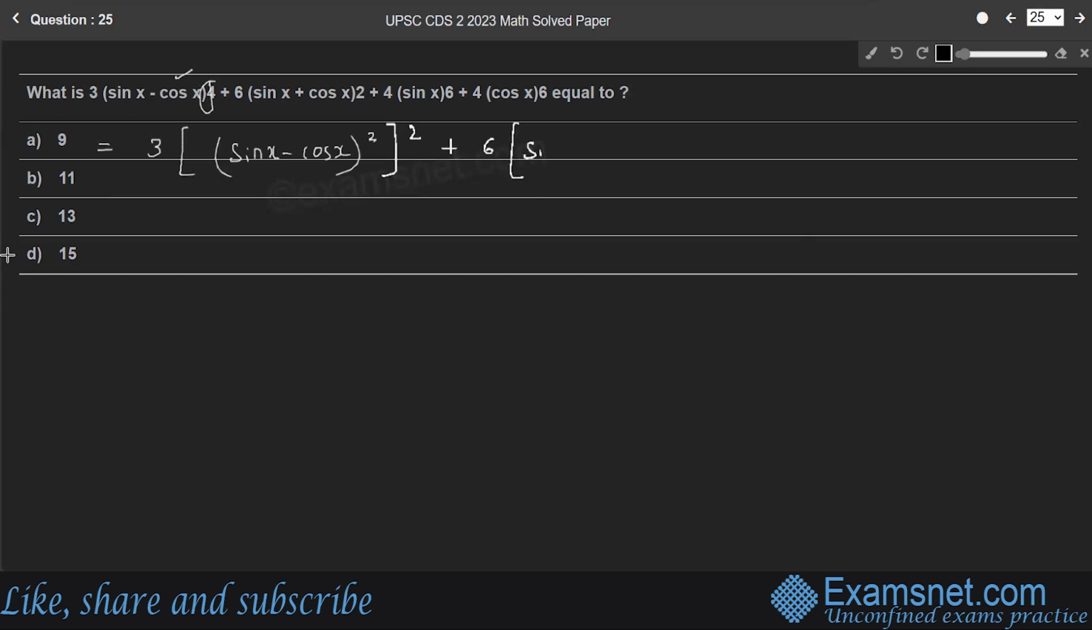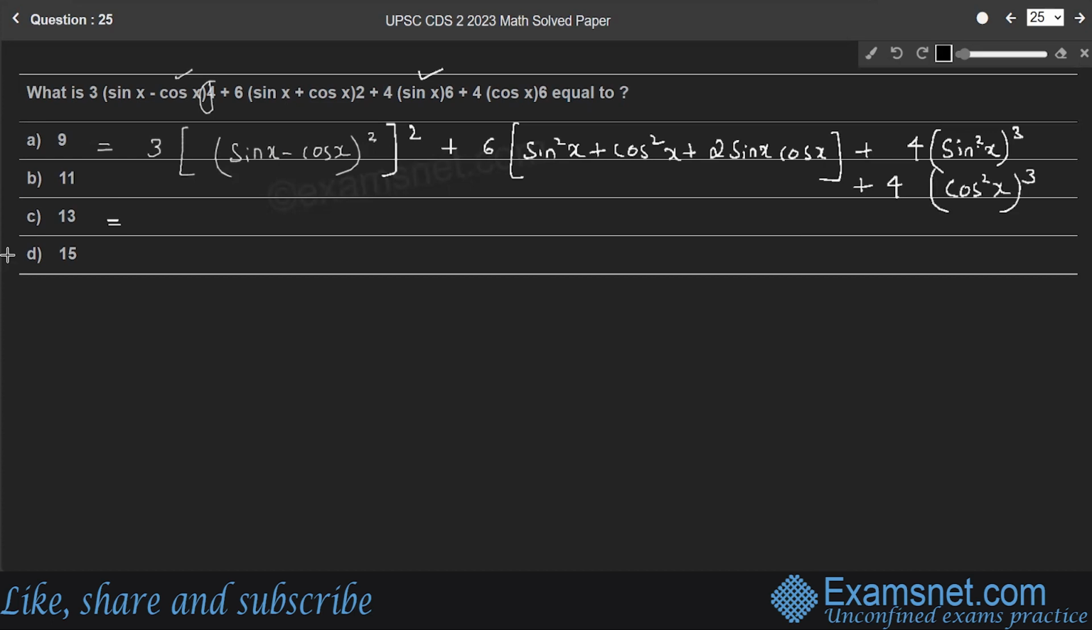So you can expand this. Sin square x plus cos square x, in the form of a plus b whole square, plus 2ab, which is 2 sin x cos x, right? And the third term is 4 sin x raised to 6. I can write it as 4 into (sin square x) raised to 3, which becomes 4 sin raised to 6 x, right? Plus the last term is 4, I can write it as (cos square x) raised to 3.